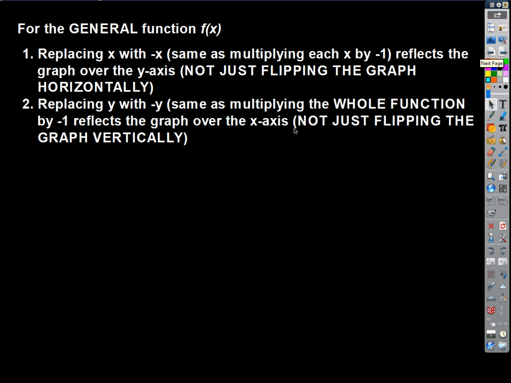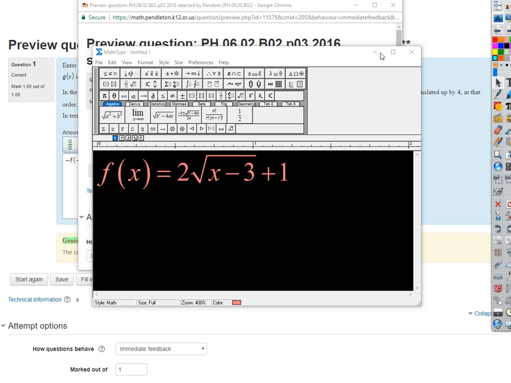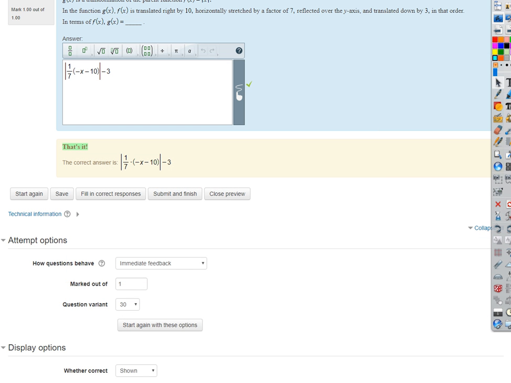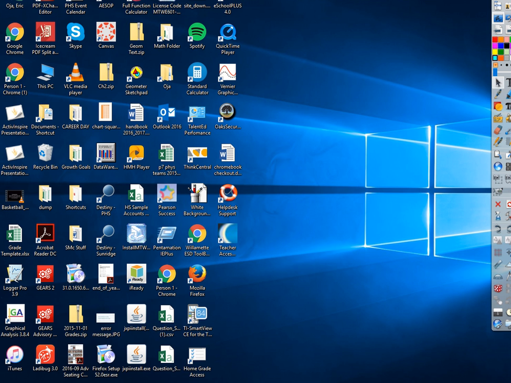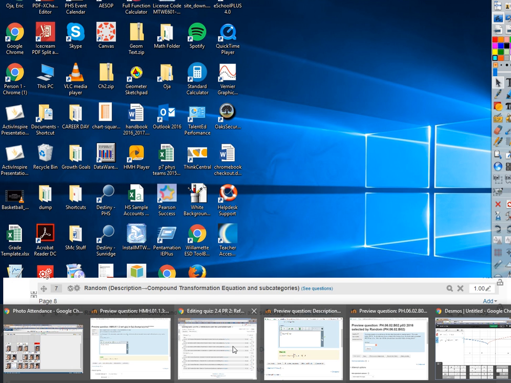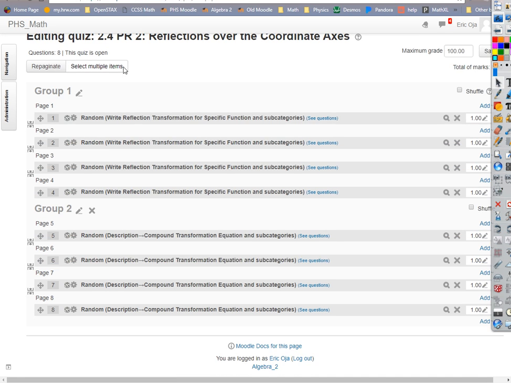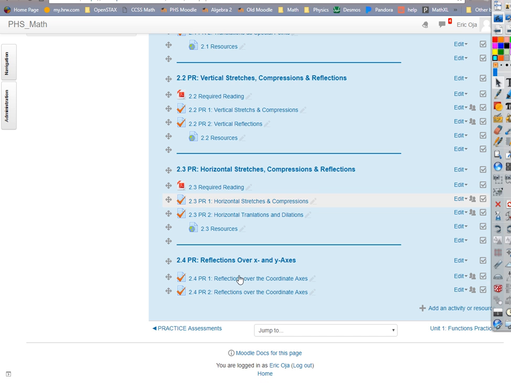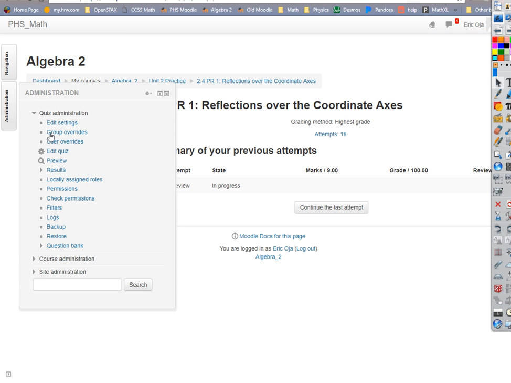Okay, so let's look at a couple examples. The assignments are up, and you'll see that this is really pretty simple stuff. All right, so how about, so 2.4, practice 1 and practice 2 are up.